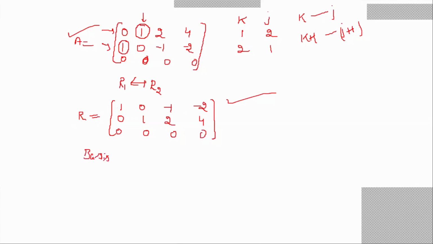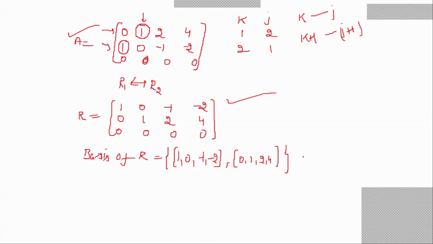Basis of R is a row echelon form. The first row is a non-zero row, 1, 0, -1, -2, and the second vector of the basis is the second row, which is a non-zero row, 0, 1, 2, 4. So these are the bases of R, and A also has the same basis.